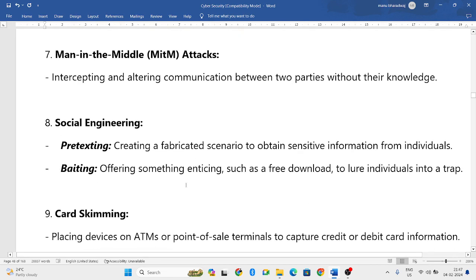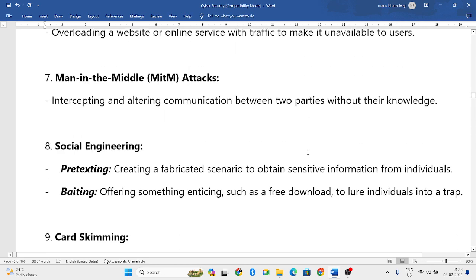Next is man in the middle attacks. When two parties are communicating with each other, you intercept that communication, or you alter and manipulate that communication without their knowledge. So that is also one of the methods they use.